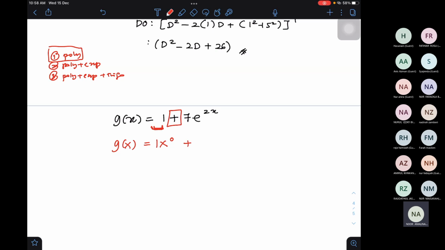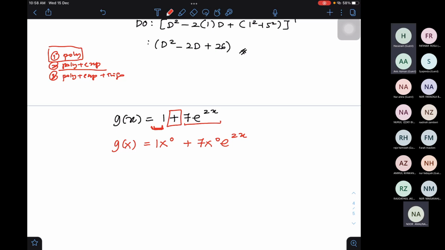Okay, tambah. Okay, sekarang yang kedua ini adalah eksponen. Eksponen mesti datang dengan polinomial. So, kita letak polinomial dia. X kuasa kosong juga, eksponen 2x. Sampai sini boleh ke kelas?